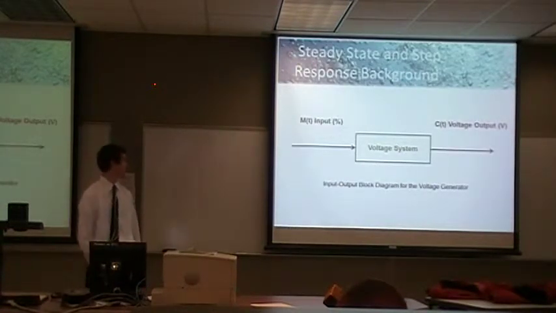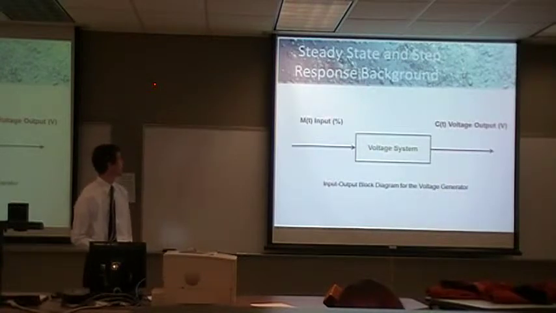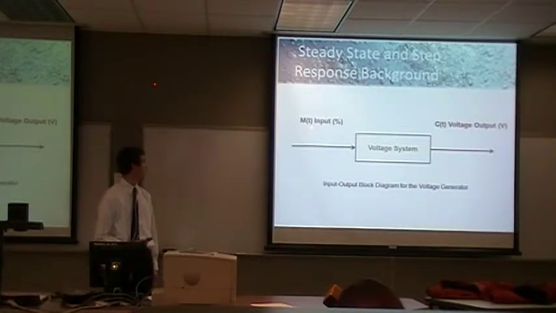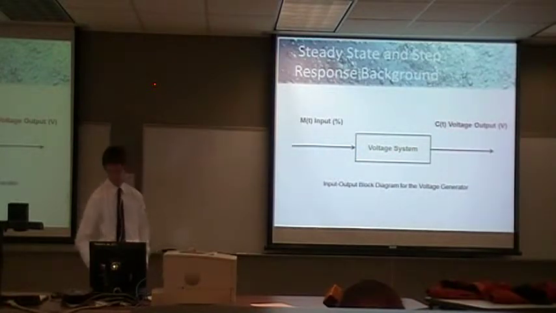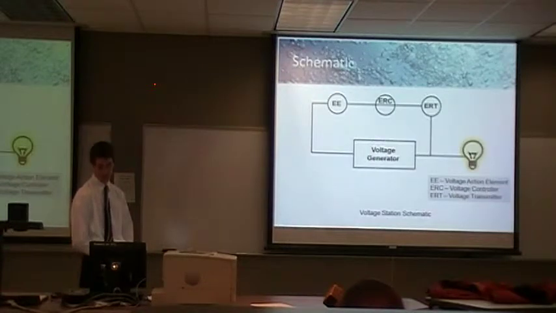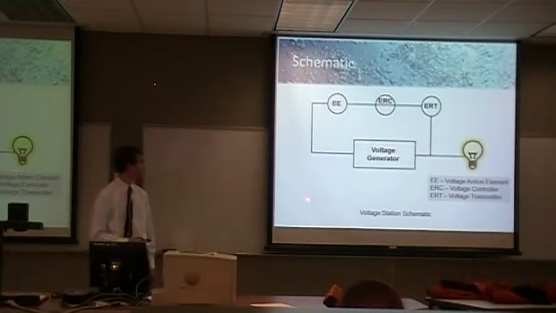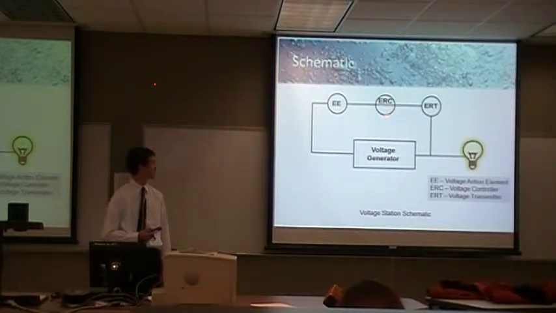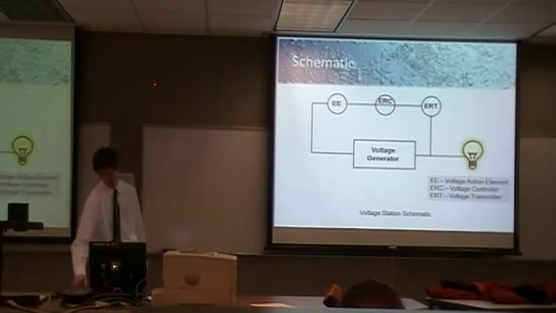As you can see, this is the block diagram for our system. We have an input that's in percentage, our voltage system, and our voltage output in volts. This is the schematic of our voltage station. We have the action element, the voltage transmitter, and the voltage controller. All goes into the system to turn the lights on.